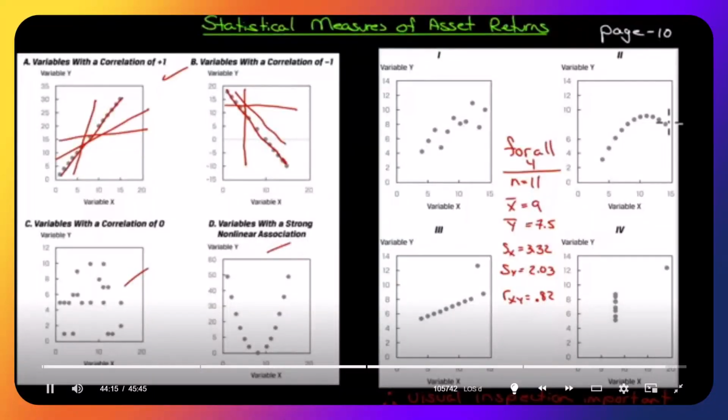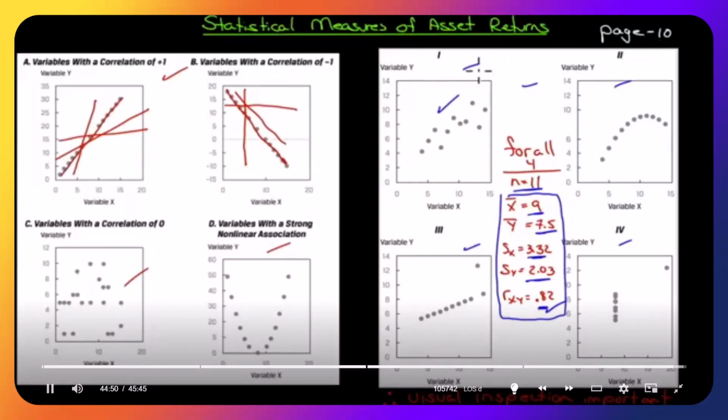This is interesting over here. For all 4 charts, 1, 2, 3, 4, there were n equals 11 observations in each of these charts. The average for x is 9. The average for y is 7.5 in all of these charts. The standard deviation of x is 3.2, the standard deviation of y is 2.03, and the correlation is 0.82. So if I gave you this information and said the correlation is 0.82, you'd say, well, that is a very strong correlation. Excellent.